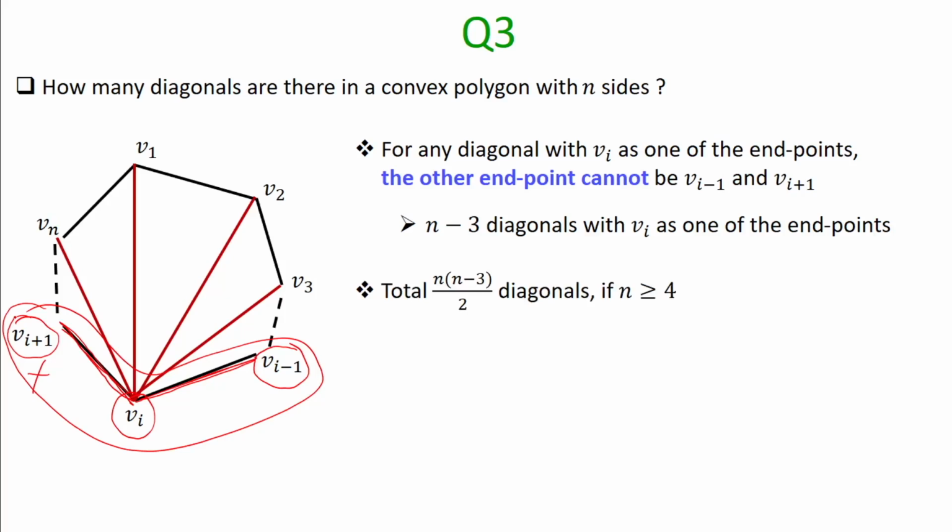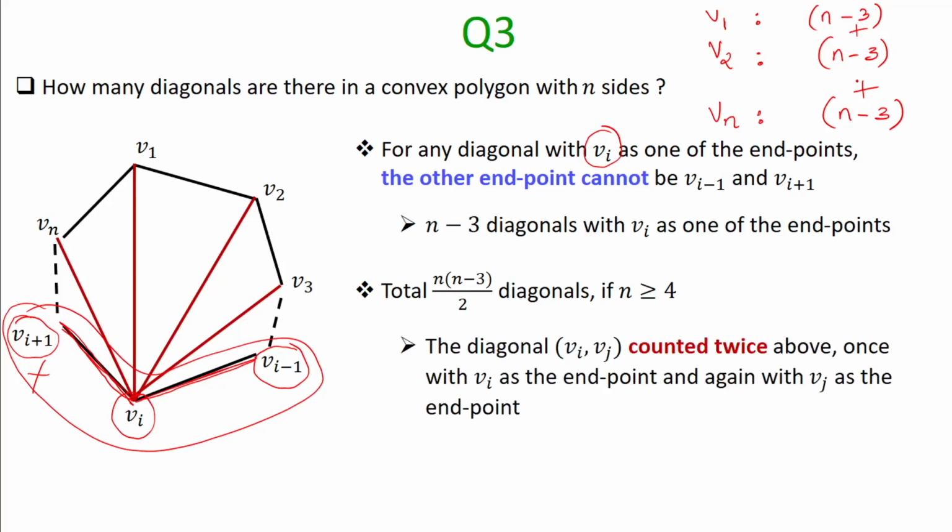So now it turns out that the total number of diagonals will be n times (n minus 3) over 2. Why over 2? Because what we did here is, with vi being one of the endpoints, I have n minus 3 diagonals. So with v1 as one of the endpoints, I can have n minus 3 diagonals. With v2 as one of the endpoints, I can have n minus 3 diagonals. And in the same way, with vn as one of the endpoints, I can have n minus 3 diagonals.